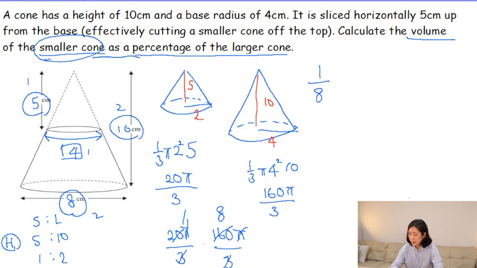Or in other words, the big cone is 8 times bigger than the smaller one. So we can write it down as a fraction. Since we're looking for the percentage of the larger cone, the smaller cone is 1/8 of the larger cone, so it's 1/8. Then all we need to do is times by 100. Then we can come up with the percentage, right? So the answer will be 12.5%.